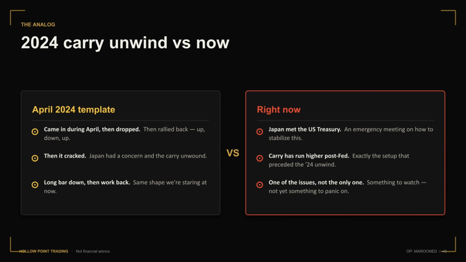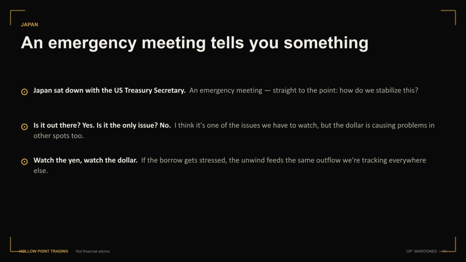Looking at the 2024 carry unwind versus today, we see a familiar pattern. The trade pushed higher post-Fed, mirroring the setup that preceded the last major unwind. It is not yet a panic situation, but it is one to watch. Japan held an emergency meeting with the U.S. Treasury, which is a significant indicator of stress.